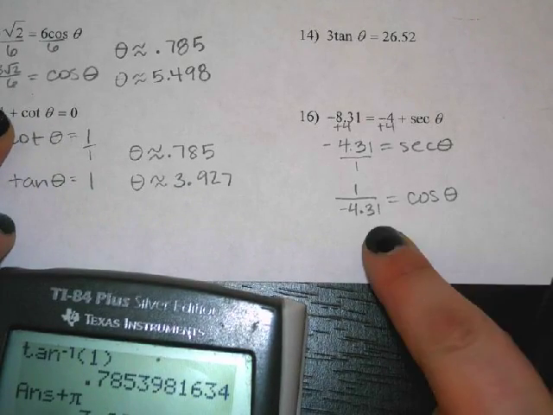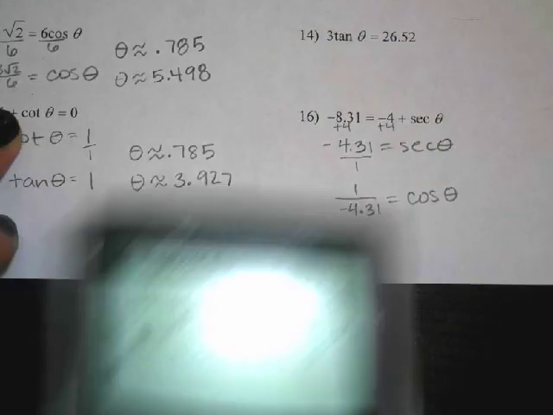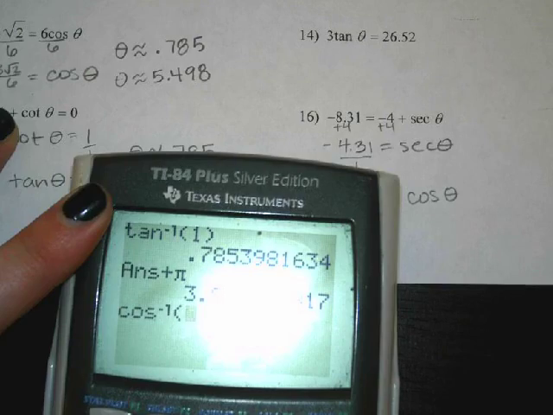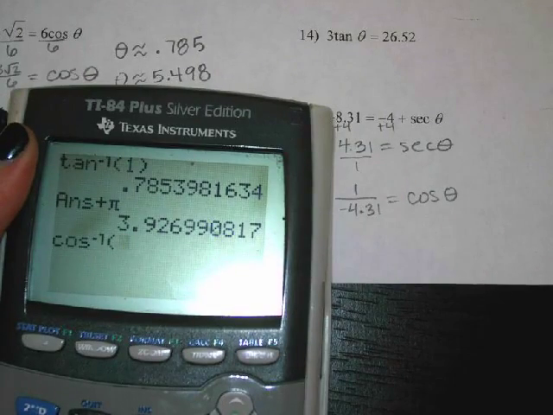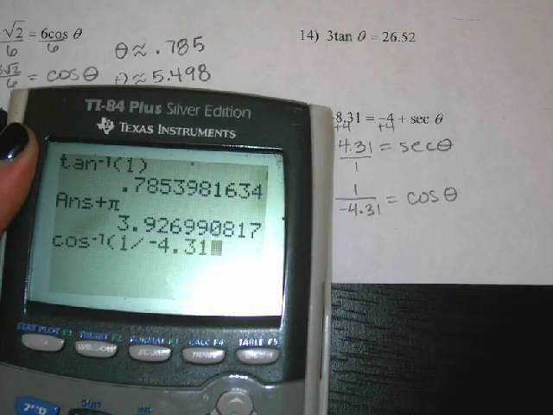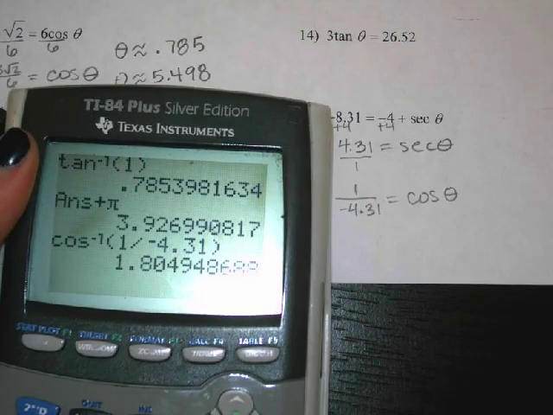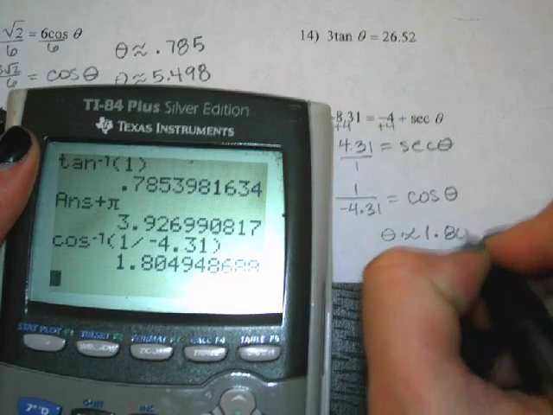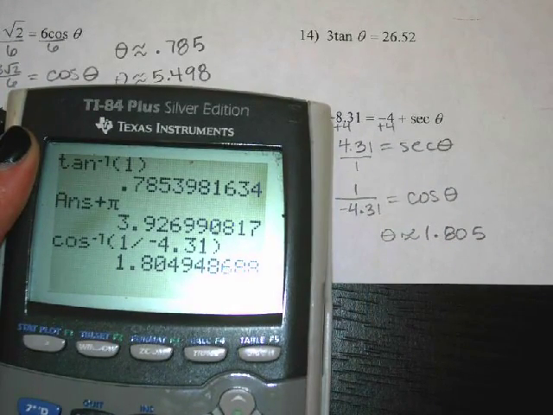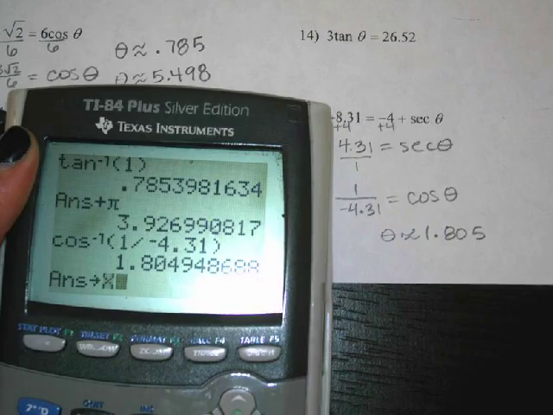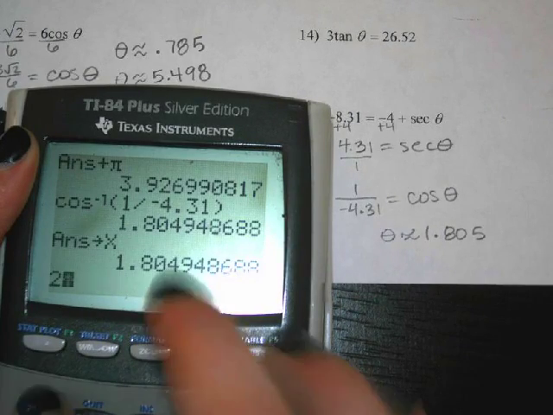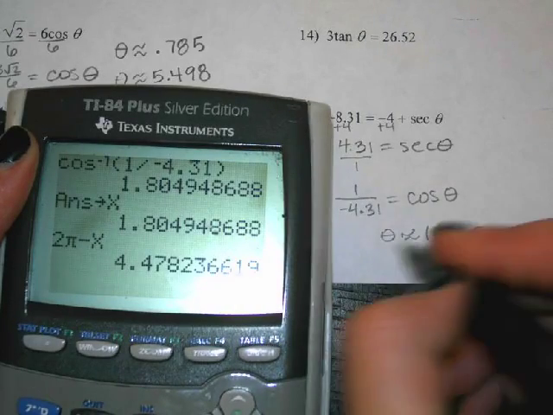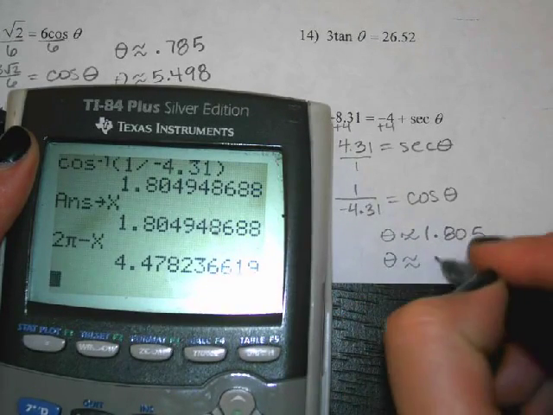Can my calculator handle that? Yeah. Oh yeah, it can. So I'm going to do cos inverse. See that? Cos inverse of 1 divided by negative 4.31. And then I'm going to store that, and I'm going to do 2 pi minus that decimal. And there's my other decimal.